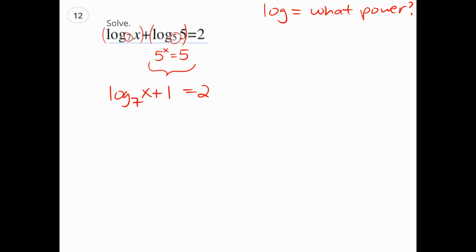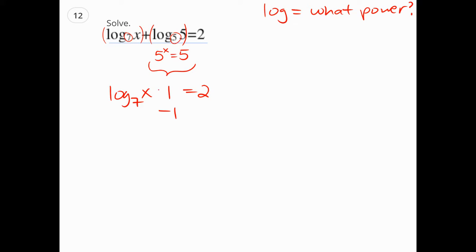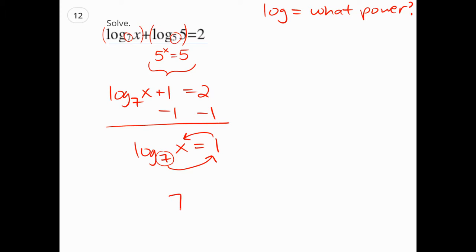Now I only have one log in my problem, so I'm going to try to get that by itself to get to my x. So I'm going to subtract 1. Be careful here that you don't get confused and think that it's x plus 1 that's in the log. The plus 1 was a separate expression. So subtract 1 from both sides. We have log base 7 of x equals 1. Then I can very quickly swirly this. 7 is going to be my base. So 7 to the first equals x. And actually, that's your answer. You're done. X equals 7.